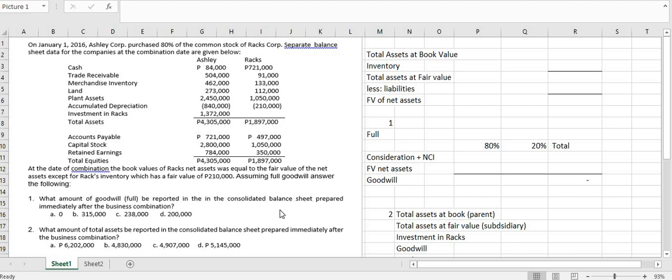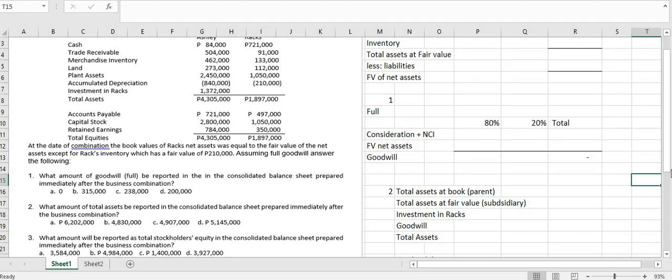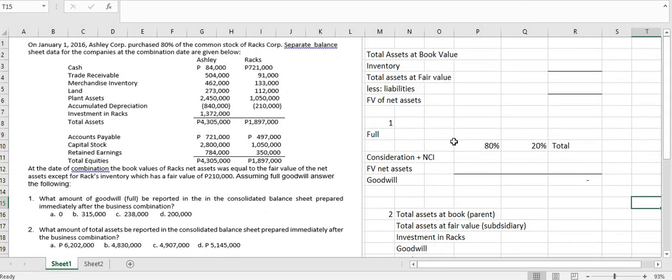The amount of goodwill, the amount of total assets, and the amount of total shareholders' equity to be presented in the consolidated balance sheet immediately prepared after the business combination. So in this case, we'll be using full goodwill. But before that, let's first compute the fair value of our net assets. We can start with the assets at book value.